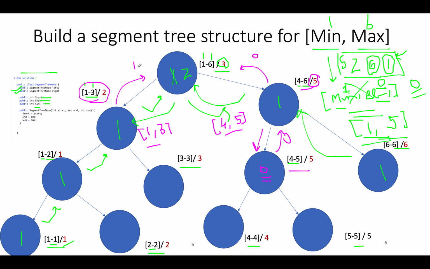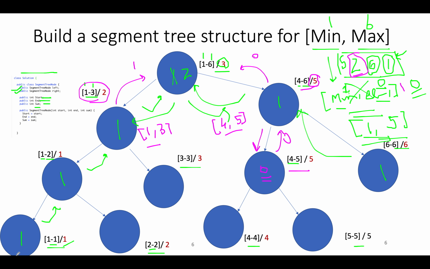So what is our answer? 1 plus 0 is 1, and 1 becomes our answer. So for 6 we have 1 as our answer. Let's move ahead. We have 2 and 5 left. The next element would be 2.